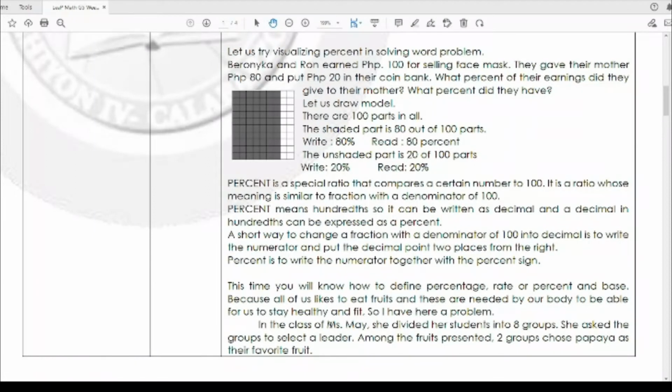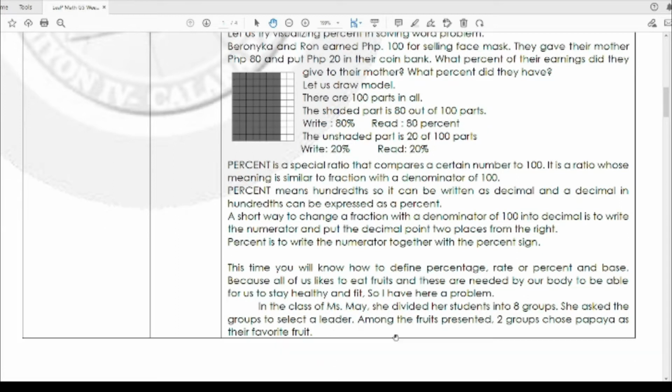This time, you will know how to define percentage, rate, or percent, and base. Because all of us like to eat fruits, and these are needed by our body to stay healthy and fit, I have here a problem. In a class of Miss May, she divided her students into 8 groups. She asked the groups to select a leader. Among the fruits presented, 2 groups chose papaya as their favorite fruit.